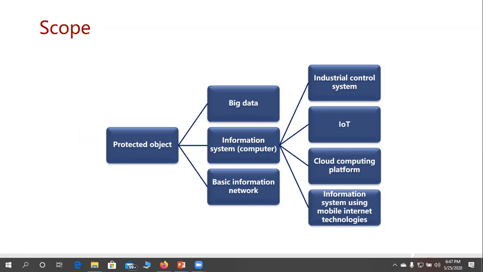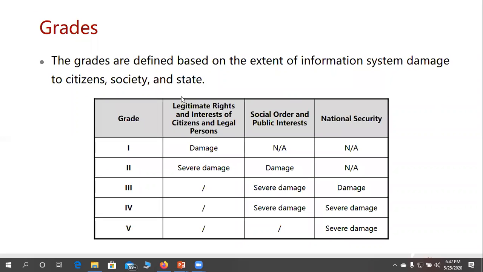We call that the Internet of Things, cloud computing platforms, information systems using mobile internet technologies. So you can see the grades. Here we have the grades and the damages in relation to the rights and interests of citizens and legal persons, damage in relation to social order and public interests, and damage in relation to national security.